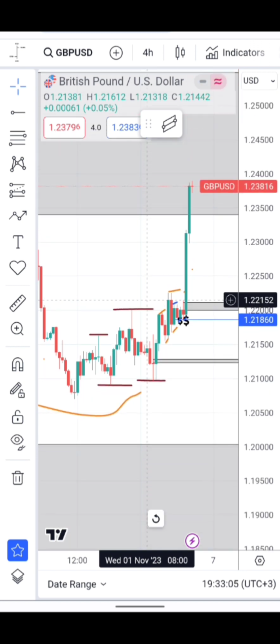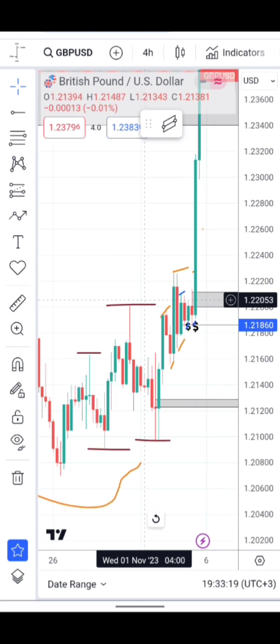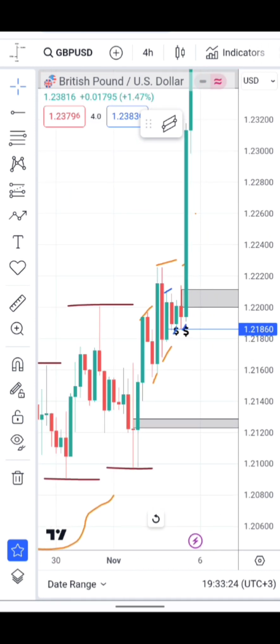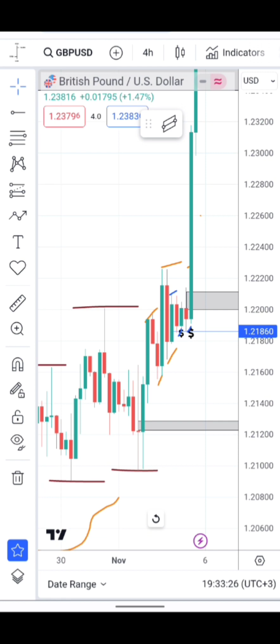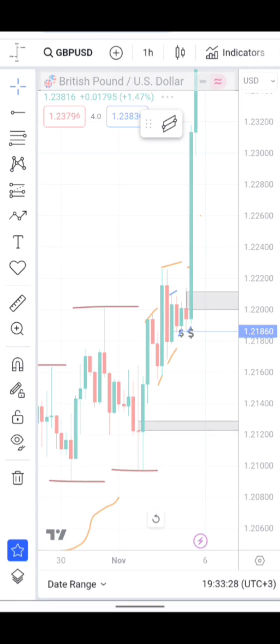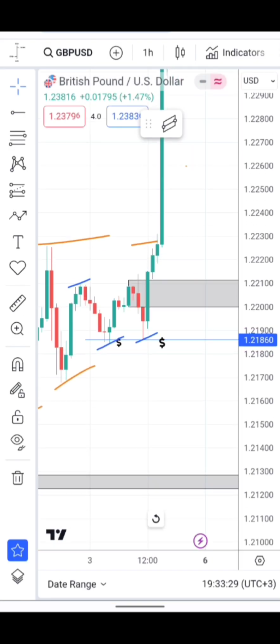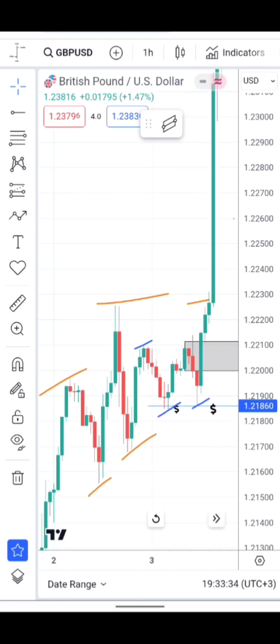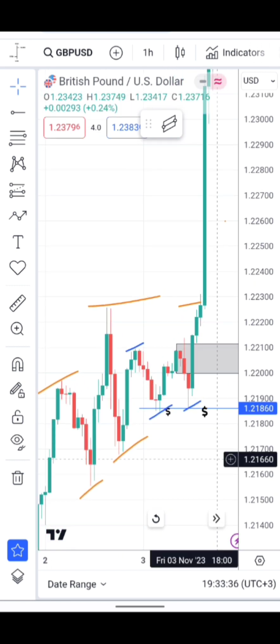To date, the NFP really stretched the market. So next week will probably give us a new high. GBPUSD is bullish on the 4-hour time frame. So looking at the 1-hour time frame, it's also bullish structurally.